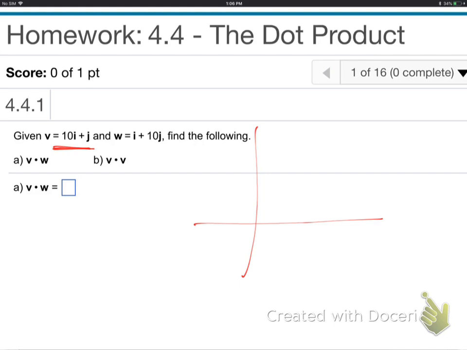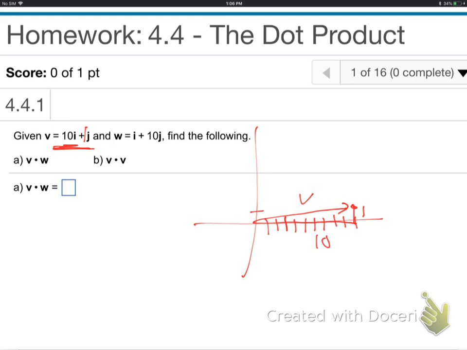If you wanted to draw a vector v, could you draw it? What does a 10i mean? Over 10, to the right. The i is sideways, the j is up, down, right? So that'd be over 10. And what's the number in front of the j there? I don't see any number. 1. So it'd be over 10. I'm going to go 1, 2, 3, 4, 5, 6, 7, 8, 9, 10, up 1. Boom. There would be vector v, right? It's over 10, up 1, isn't it?